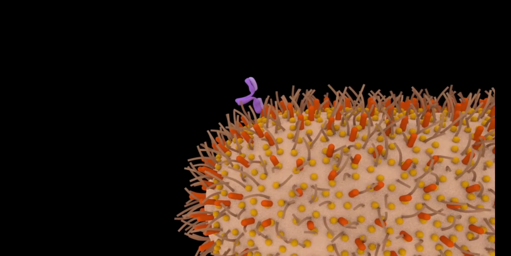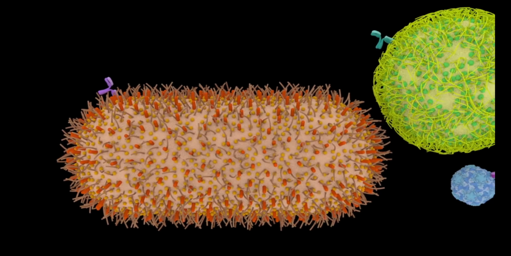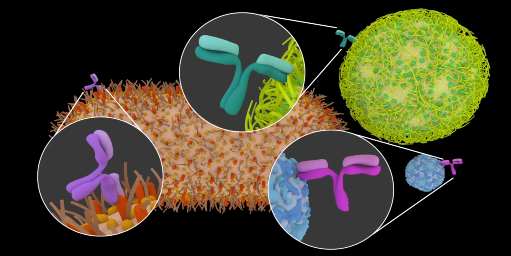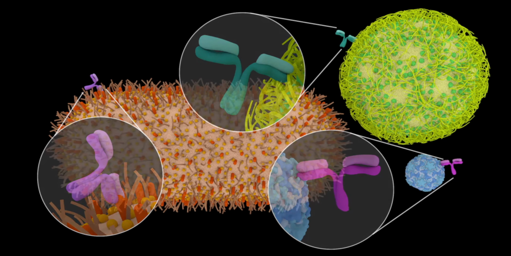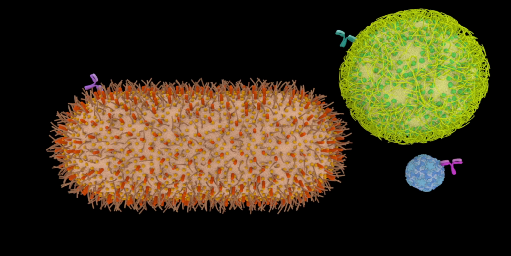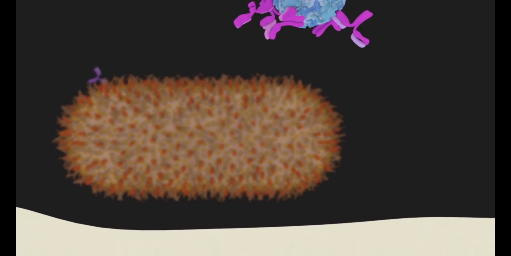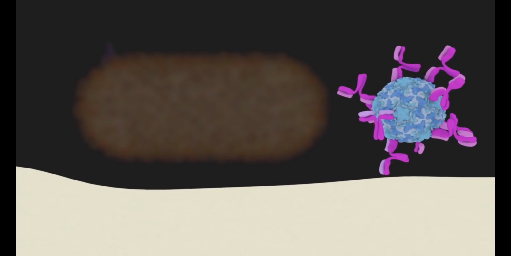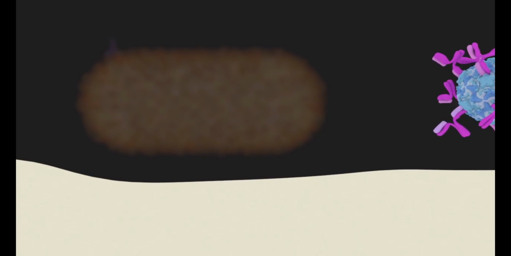All pathogens express a unique combination of molecules both inside and outside their cell membranes. These are called antigens. Antibodies can serve two functions. Antibodies can neutralize pathogens by binding to their antigens and blocking their action, such as preventing a virus from entering a cell or blocking a bacterial toxin.